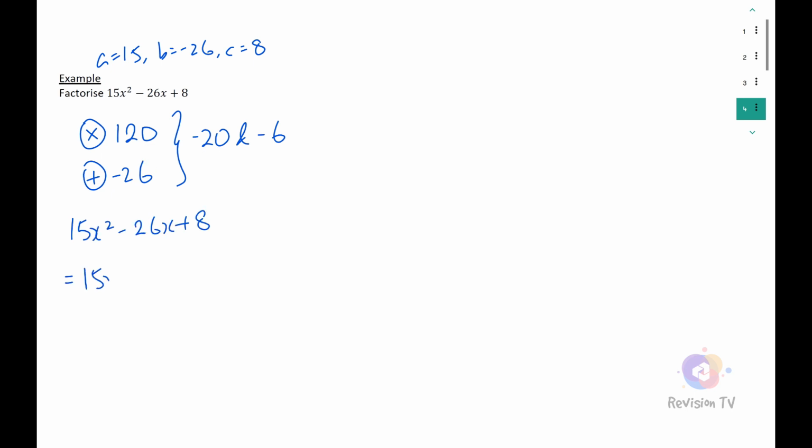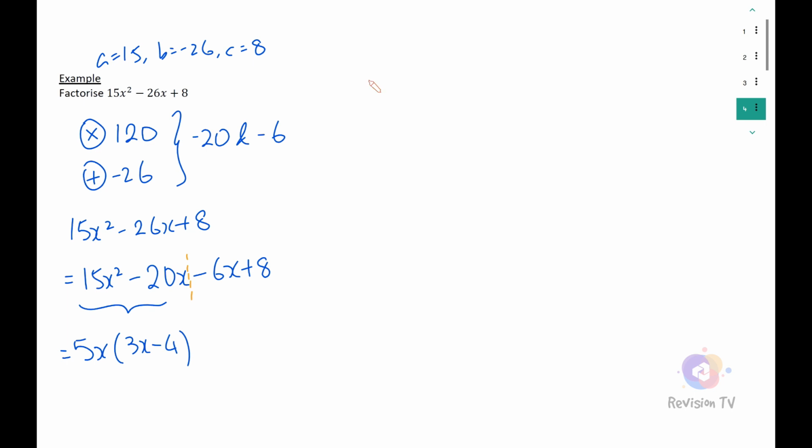Now equal to 15x squared, minus 20x minus 6x plus 8. Because both of them are negative, there is not really a priority which one to write first. If you have one negative, one positive, then put the negative first. Split in the middle. Factorize the front and factorize the back. So factorize the front: 15 and 20 have a common factor of 5, x squared and x have a common factor of x. So 15x squared minus 20x would be 5x times 3x minus 4.